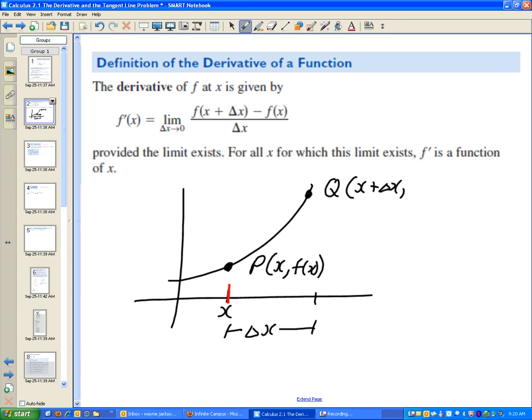All right? The y-coordinate of Q. Let's name it in a similar fashion to the way we named the y-coordinate of P. Since the x-coordinate of P was x, we called the y-coordinate f of x. If I knew the x-coordinate of P was 7, I could call the y-coordinate f of 7. So then look at Q. Its x-coordinate is x plus delta x, so its y-coordinate is f of x plus delta x.